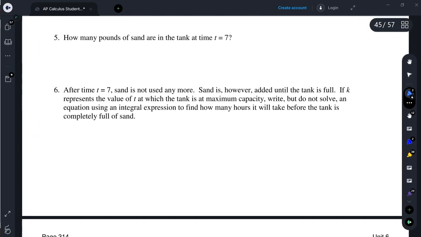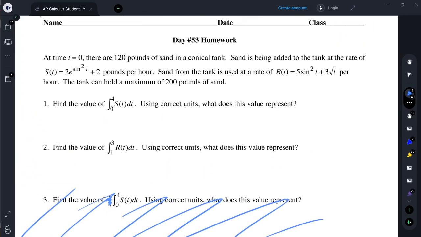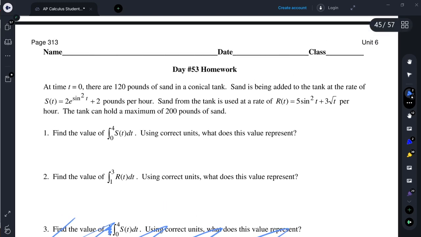I think 6 is a little bit interesting. It says after time 7, sand is not used anymore. So the rate isn't there, but sand is still being added, right? In this question it's a little bit different, a little bit harder than the one that we did. At time 0, there are 120 pounds of sand. That's going to be the initial amount. So basically our amount at time 0 is 120.